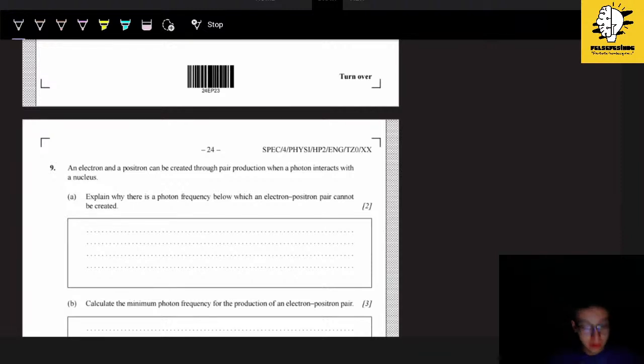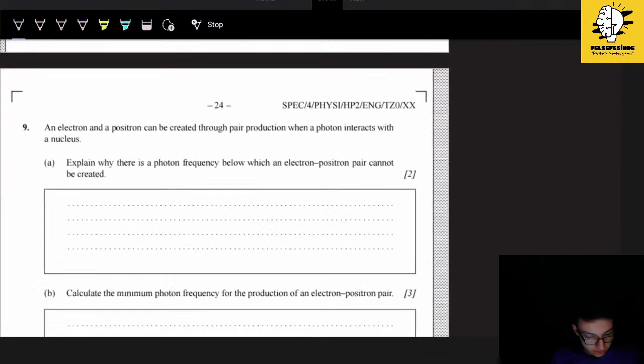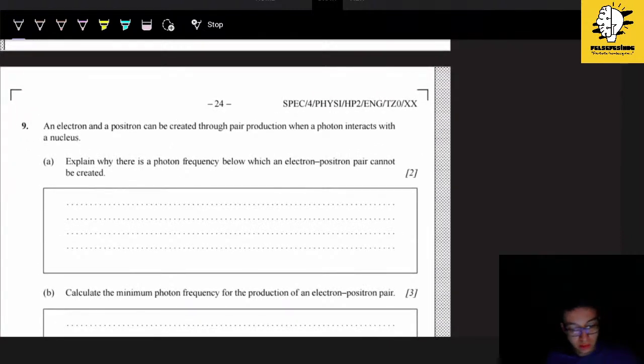So it says an electron and a positron can be created through pair production when a photon interacts with a nucleus. This question is a question on its own. I have to mention it. Why? Okay, let me show you. Explain why there is a photon frequency below which an electron-positron pair cannot be created.